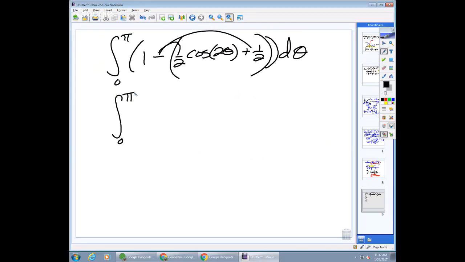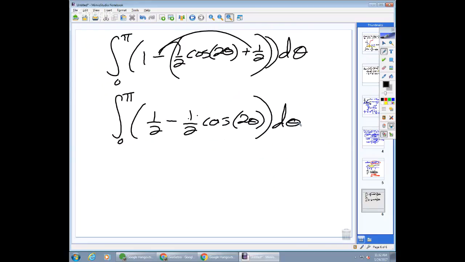So that's going to be a 1 minus 1/2, right? 1 minus 1/2 is 1/2. So ultimately it cleans up to 1/2 minus 1/2 cosine of 2 theta d theta. Now it's not so bad.